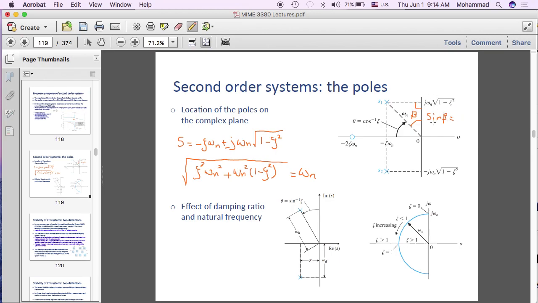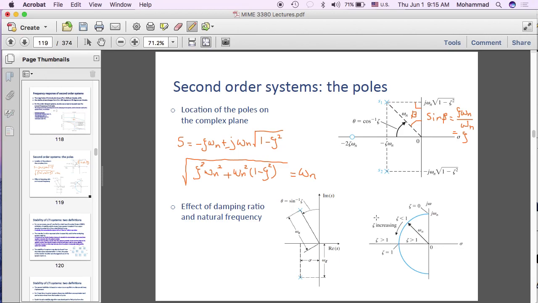What is sine of beta? Sine of beta is this side, which is what? This side is zeta omega n, dividing by this length, which is omega n. So what is sine of beta equal to? It's equal to zeta. So again, if you know the location of two poles and you calculate sine of the angle between the positive imaginary axis and the ray connecting the location of one of the poles to the origin, you can calculate your zeta. Or in other words, you can say inverse sine of this angle is equal to zeta.